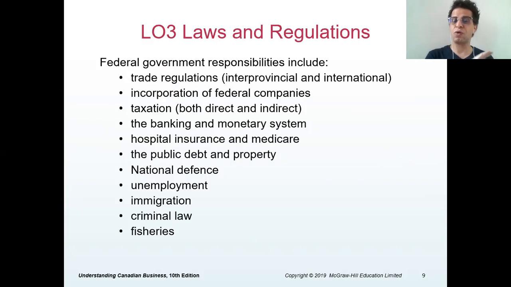So we have what you call laws and regulations. On the federal government's responsibilities, at the top it's federal, provincial, and so on. The federal government handles trade regulation, interprovincial or international trade.